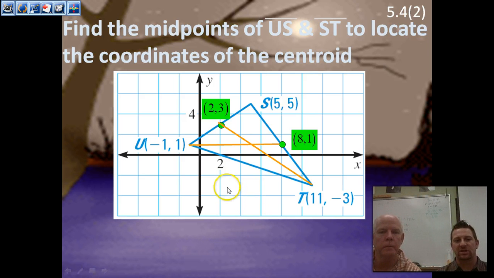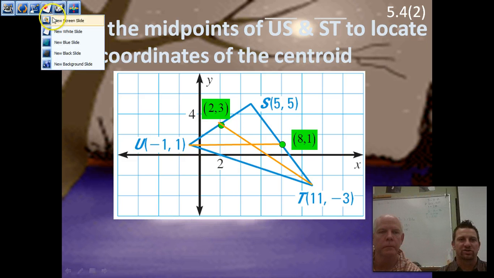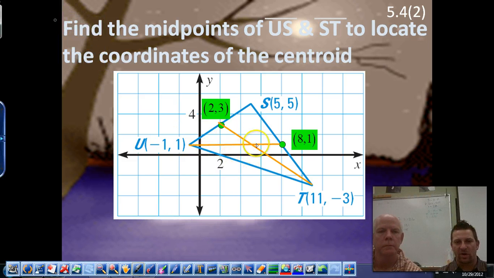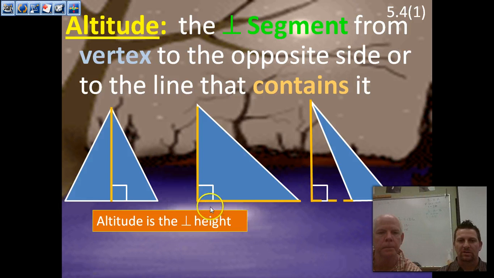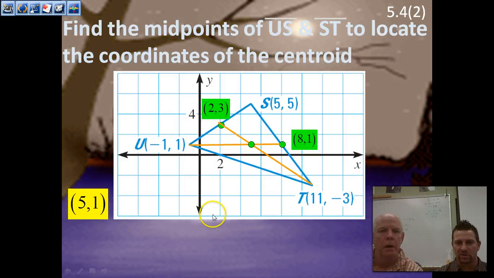And now you can see that our centroid is right over here. It meets right there. And so our centroid is over 2, 4, 5 and up 1. So we get a centroid of 5, 1. 5, 1. Okay? Okay. Oops, let me go back here in case you want to look at that for a second longer.